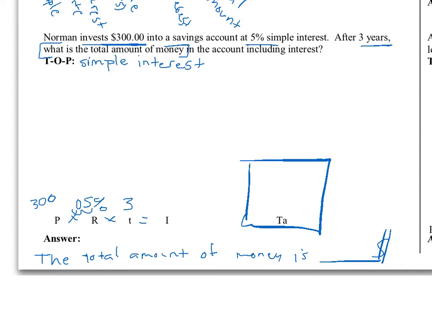And so now we've got an equation. P times R times T equals I. We're always going to write that equation. 300 times 0.05 times 3 is equal to I. So this one's pretty easy. I'm going to multiply my 300 times my 0.05.